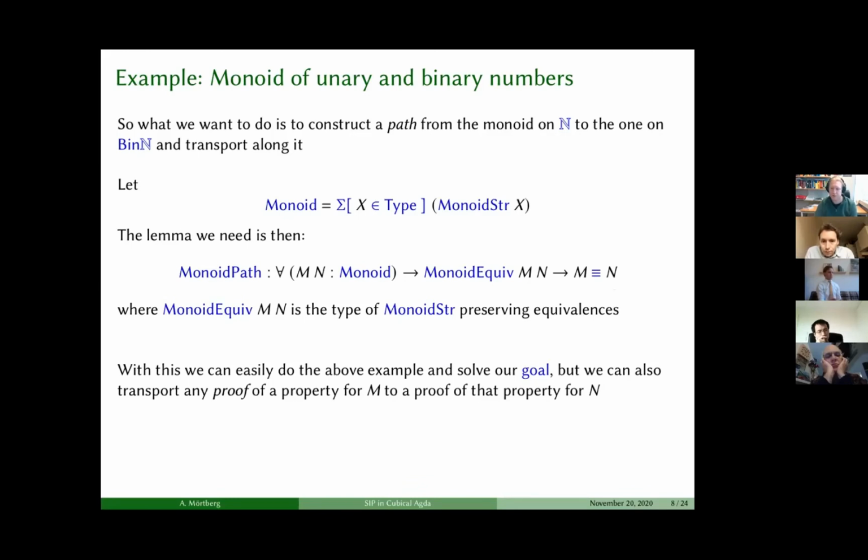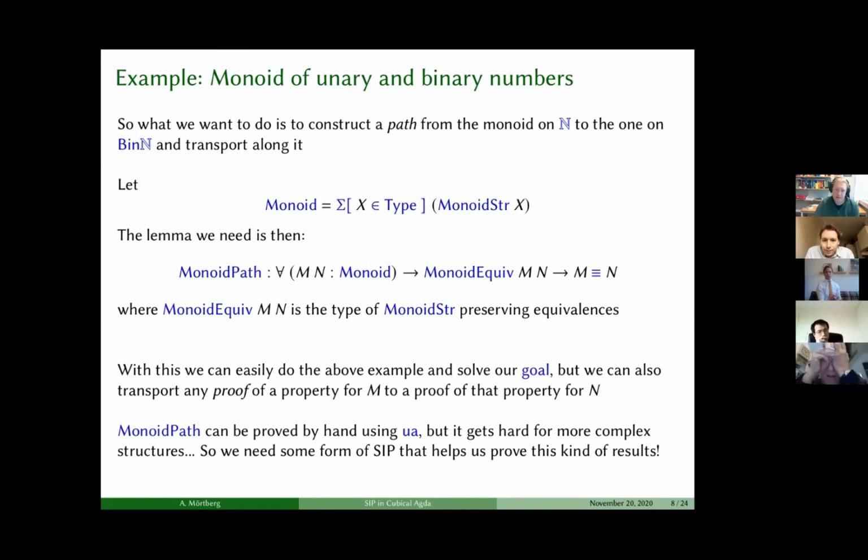We could also do much more because we get a path here between the monoid M and the monoid N. We can in fact transport any proof of a property from M to a proof of that property for N. So it's not just equations between closed terms, but really anything we prove about unary numbers, we can get for binary numbers. So very nice. It's a very desirable property when formalizing mathematics.